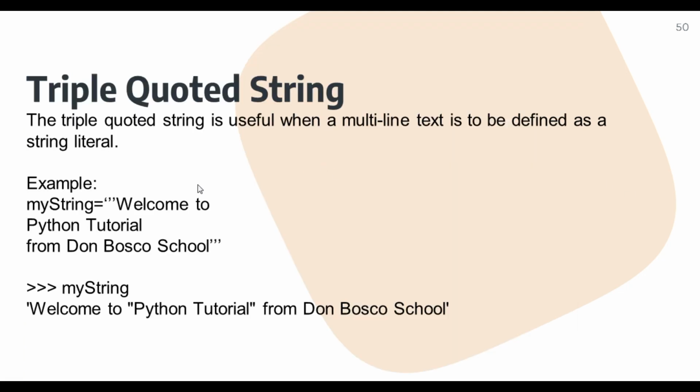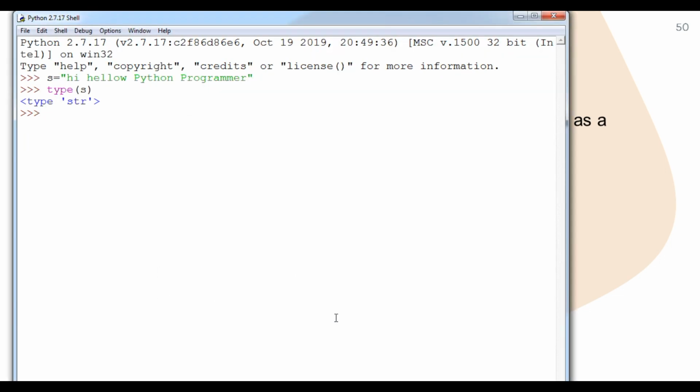To do that, we have to use triple quotes. You can see that my string is a variable: Welcome to Python tutorial from Don Bosco School. After that I have printed it and it gave me the output. So I will do the same thing: s equals triple quote, single quote three times. Thrice I have used.